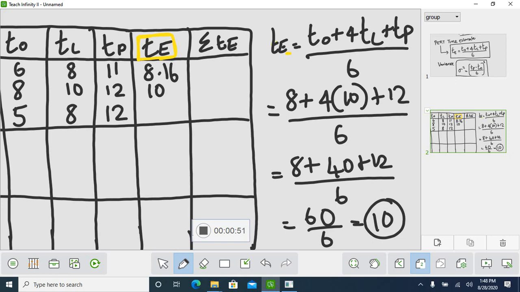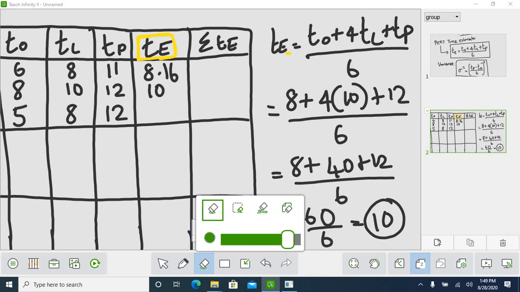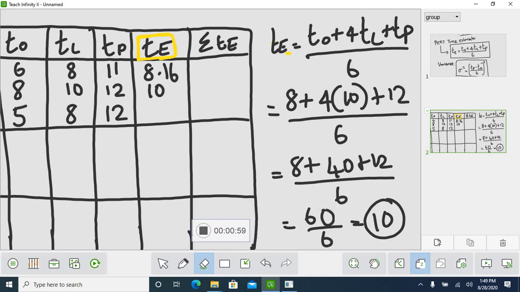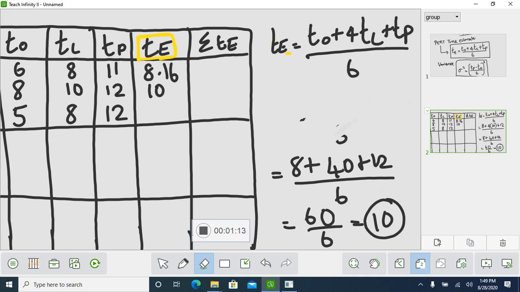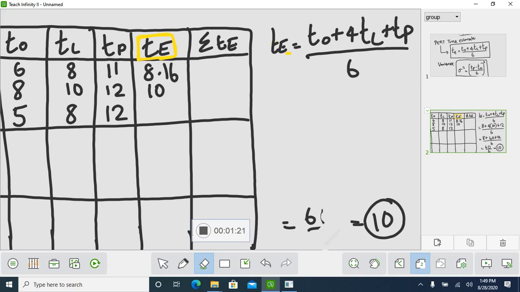For the next activity, 5 is your optimistic time, then 8 and 12. So using the same formula, calculate for the next activity. What is the answer?